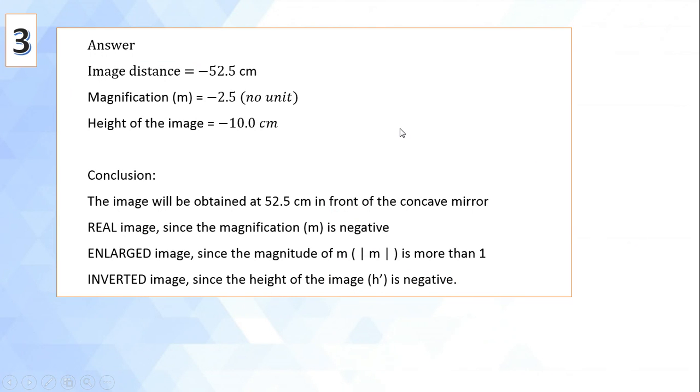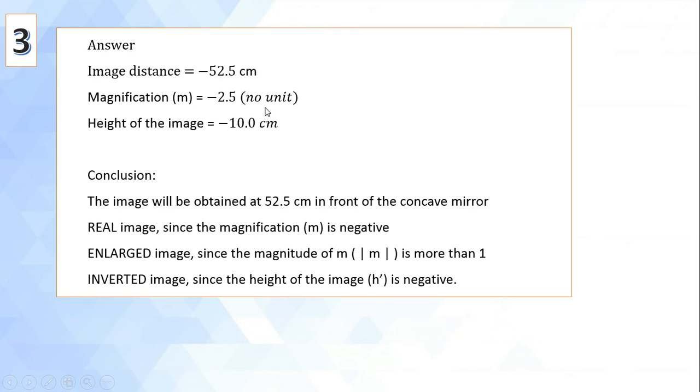Now we are coming to the last part of this problem. Write all the answers obtained by you separately: image distance is equal to minus 52.5, magnification is equal to minus 2.5, no unit, height of the image is minus 10.0 centimeter. And what we have to conclude: the image is obtained at 52.5 centimeter in front of the concave mirror.